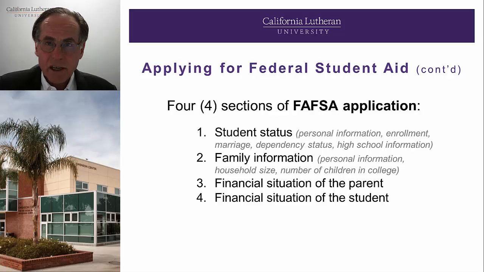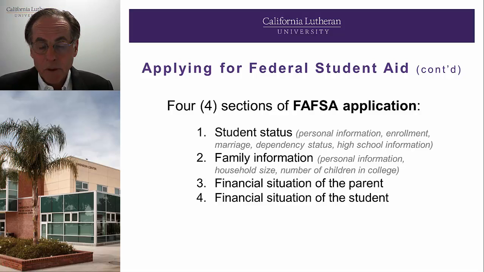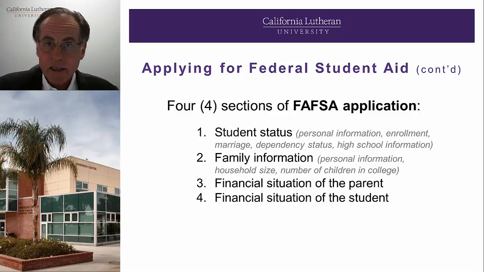There are 4 sections to the FAFSA form: student status, family status, the parent's financial situation, and the student's financial situation. Student information includes personal information, the college enrollment details, marriage status, dependency status, and high school graduation information. The parent information section asks about personal information, household size, and number of children in college. The two sections about financial situation ask questions about incomes and assets.